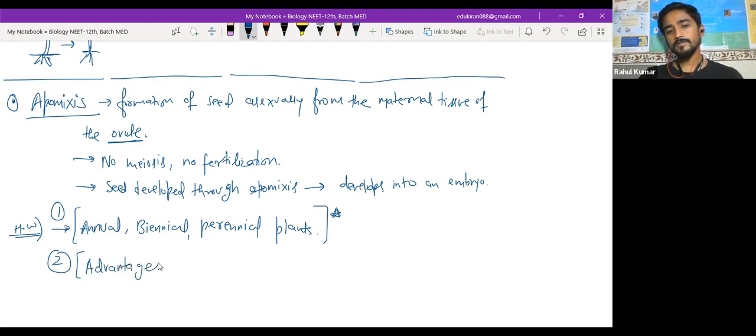Advantage, because it's when you will figure it out, the moment you get to read this, you will understand, oh yeah, simple, this is the logic. That's why a plant is faking a sexual reproduction and making a fake seed. So, advantage of apomixis.